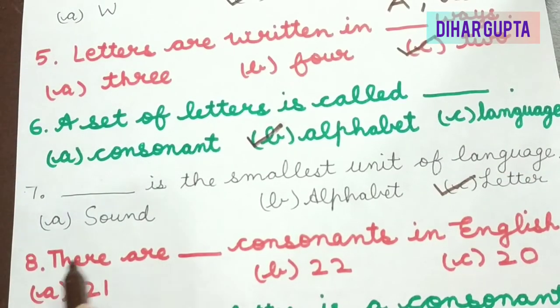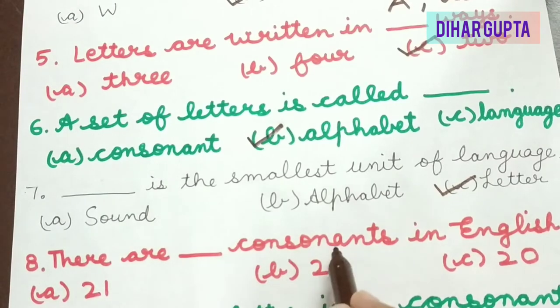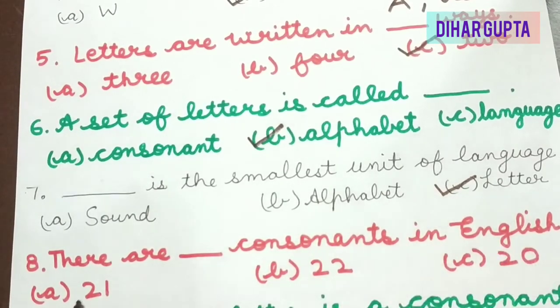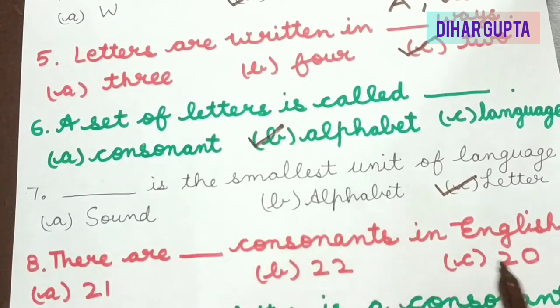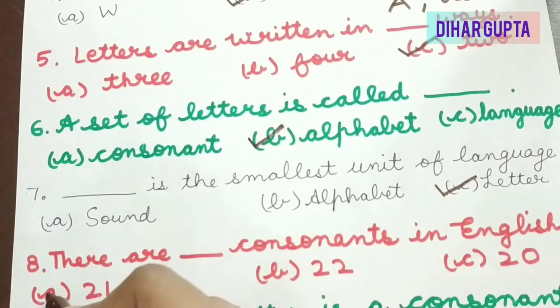Question number 8. There are dash consonants in English. A) 21, B) 22, or C) 20. So our answer is A) 21.